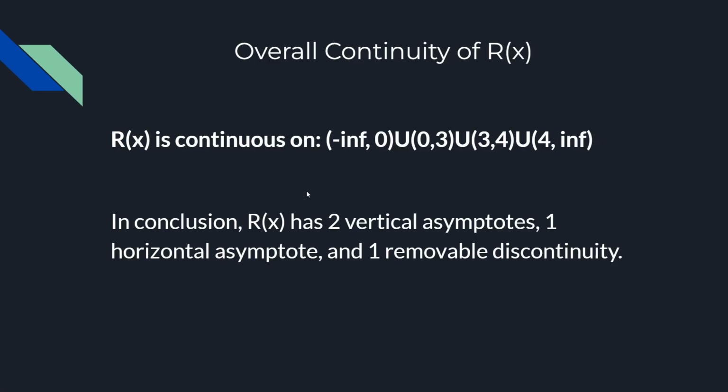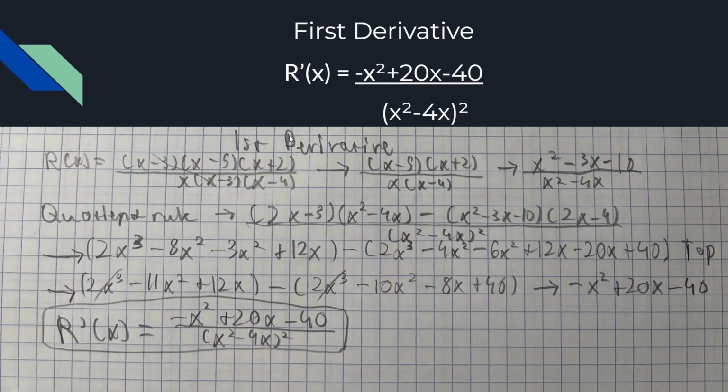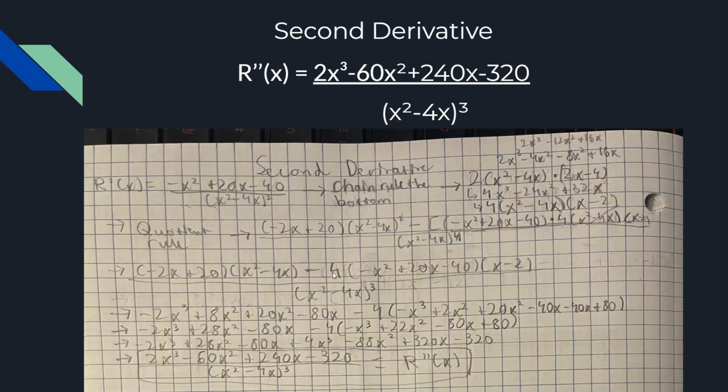So overall, R(x) is continuous on negative infinity to 0, united with 0 to 3, united with 3 to 4, and then united with 4 to infinity. So here's my first derivative. It is (negative x squared plus 20x minus 40) over (x squared minus 4x) to the power of 2, and I got it using quotient rule.